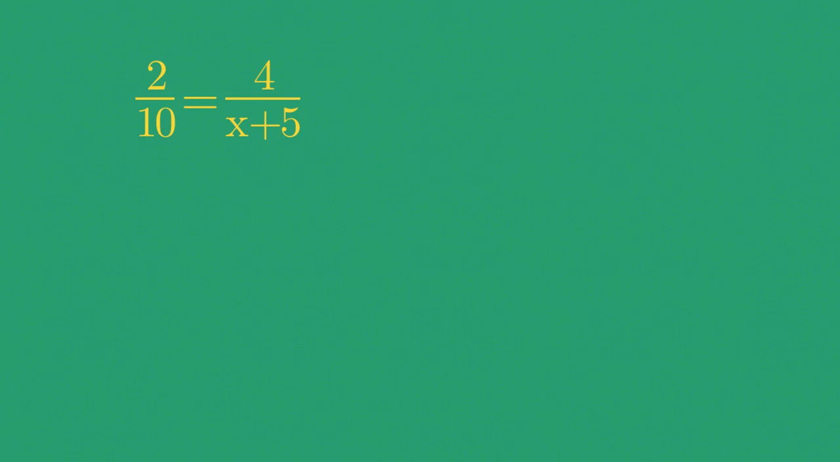Here we go. Let's get to an example here. First example. 2 over 10 equals 4 over x plus 5. Jot that down. Now again, hopefully visually, we are recognizing that this is one fraction equal to another fraction. Okay, so we do have a proportion.